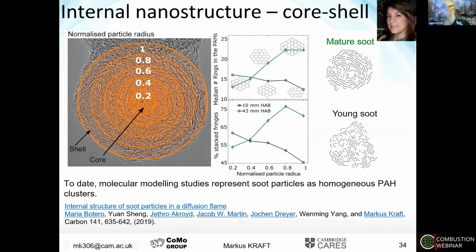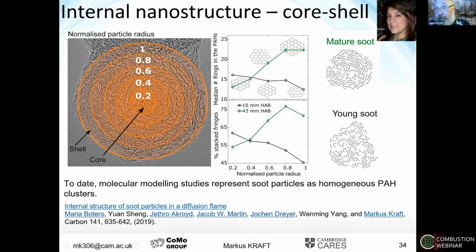Unfortunately, and now we are back, this is some work Maria has done. When you look at the high resolution TEM and you look at these fringes, you will see that, yes, you also get the core-shell structure, except that the particles have the smaller molecules in the middle and the larger molecules on the outside. So just the opposite of what was found in the molecular dynamics.